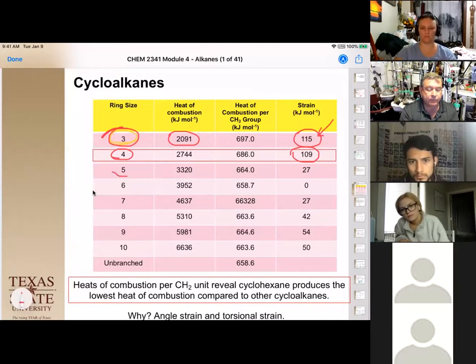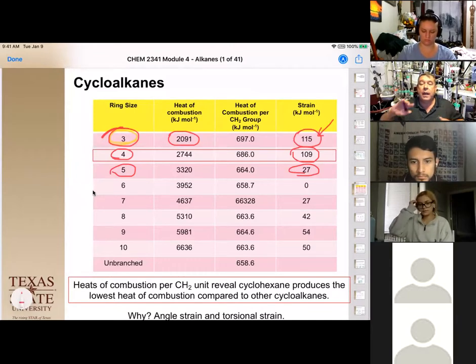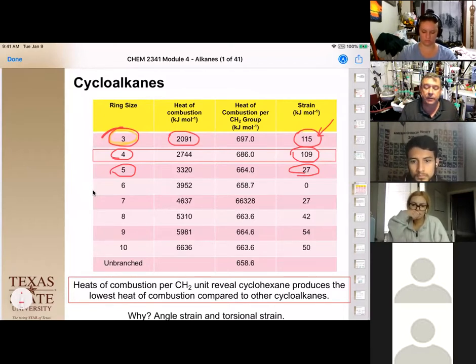When we get to 5, it's getting pretty close to 109. They're about 108, so it's getting closer, but there's still a little bit of ring strain associated with it, about 27 kilojoules per mole. But now when we get to the rings of 6, we have a couple different conformations that allow it to get completely into that 109 configuration. When it gets completely in that 109 configuration, we actually have no ring strain.